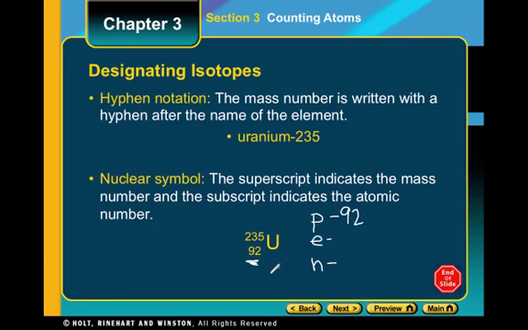So how many electrons? It's neutral, right? Protons have to equal electrons. And how many neutrons? Mass number is protons plus neutrons. So you'd have 235 protons plus neutrons, and you know there's 92 protons. So you subtract them. You get 143.